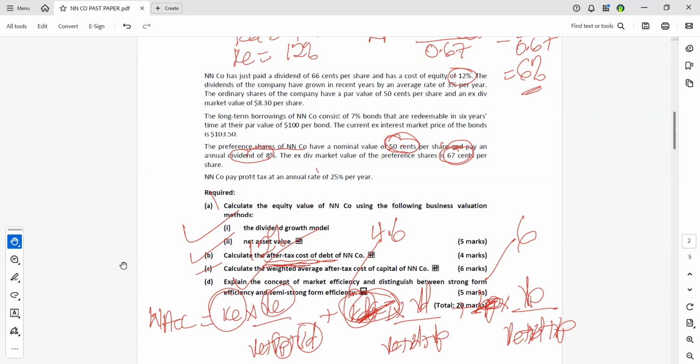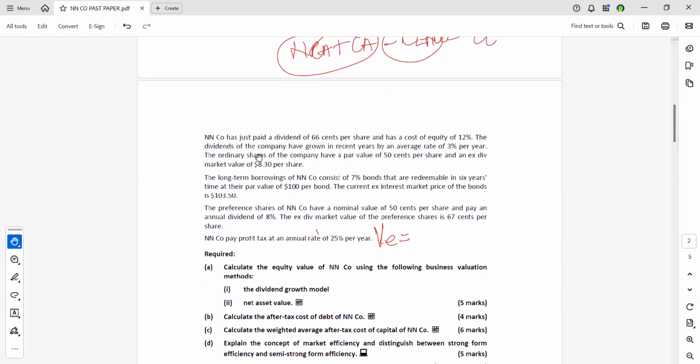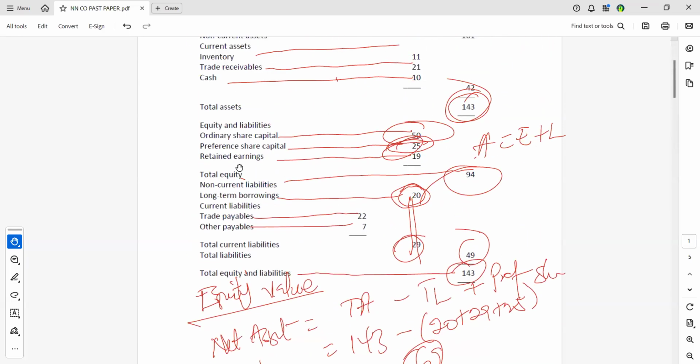Okay? But here, the examiner made it a little bit complicated. So let's just be ready for the examiner. So what is the value of equity? The value of equity, let's go there. They said the current price is 8.30 per share, right? 8.30 per share.